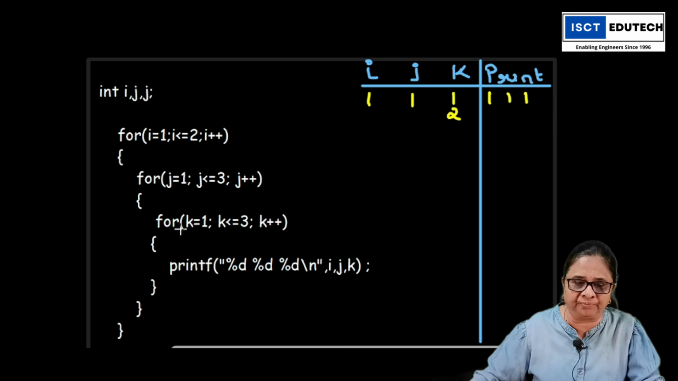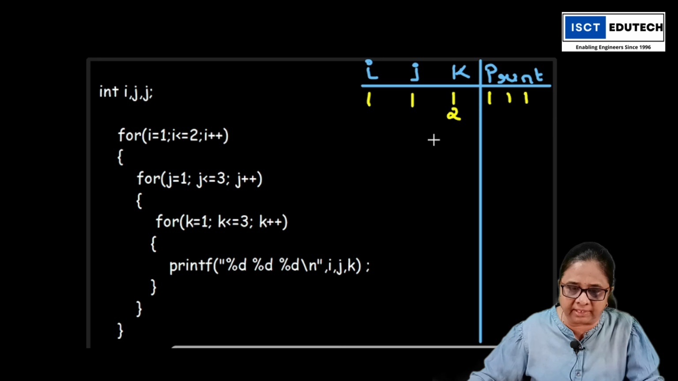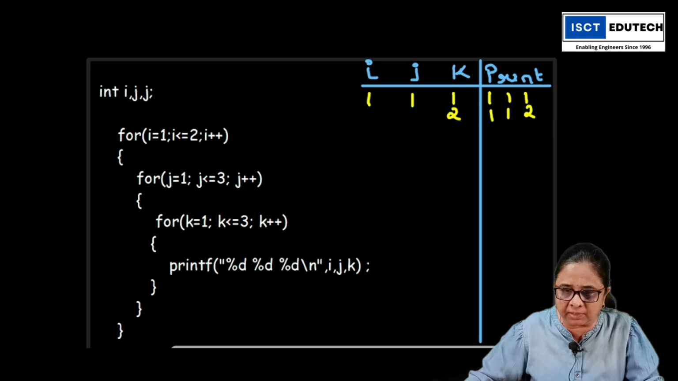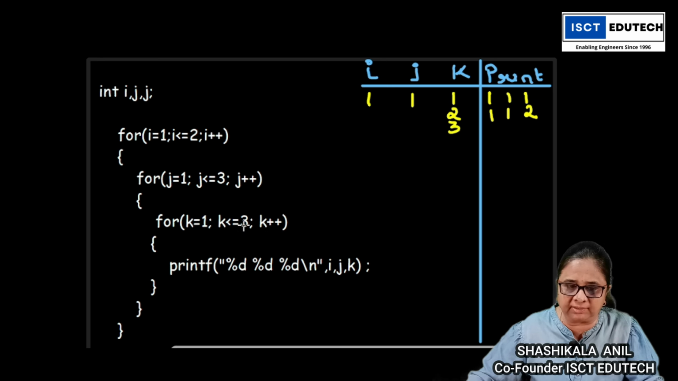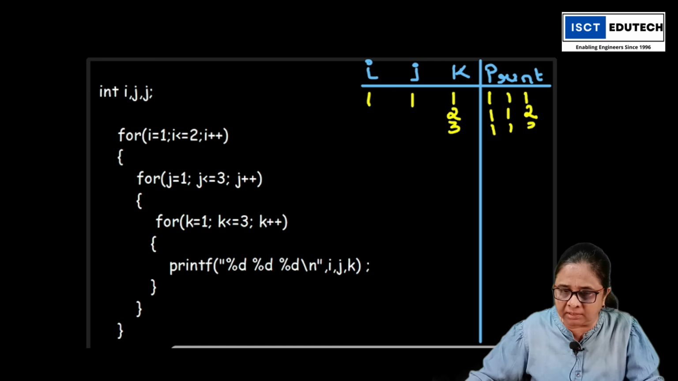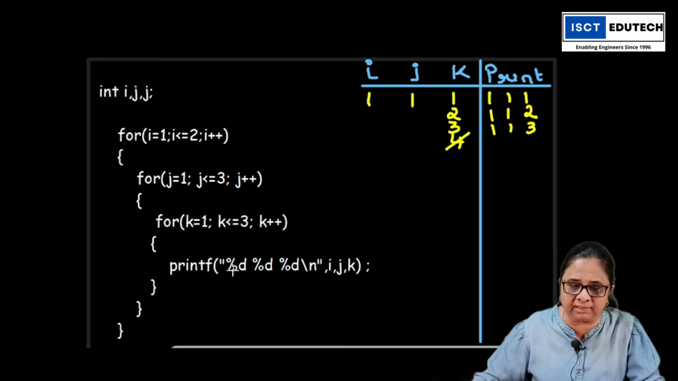K becomes 2. 2 less than or equal to 3, yes. So what is printed? 1, 1, 2. Next again goes back to K plus plus, becomes 3. 3 less than or equal to 3, yes. So I is 1, J is 1, K is 3. It will still go back to K plus plus. K becomes 4. 4 less than or equal to 3, condition is false. It will not enter the K loop.